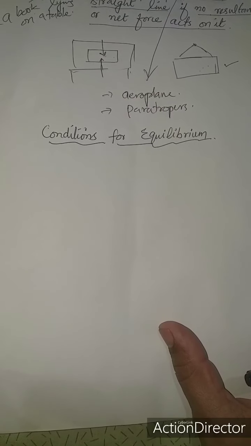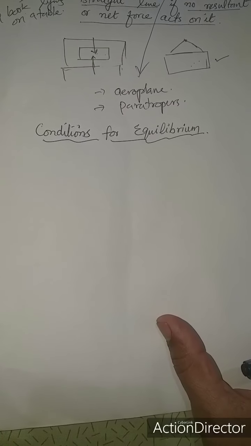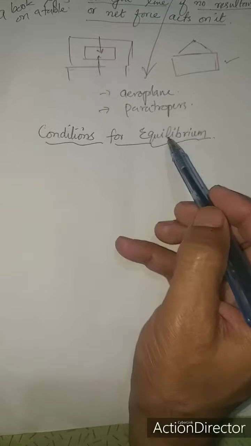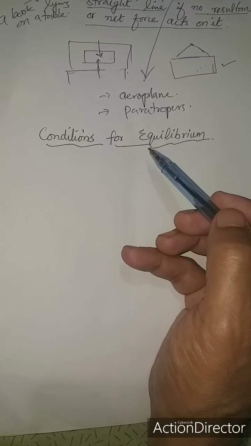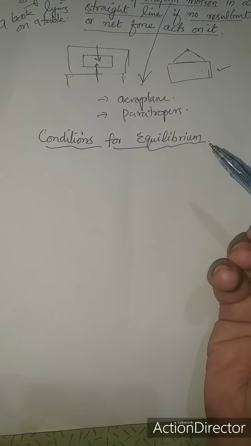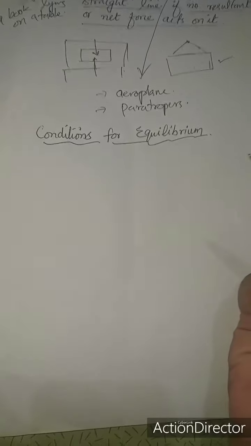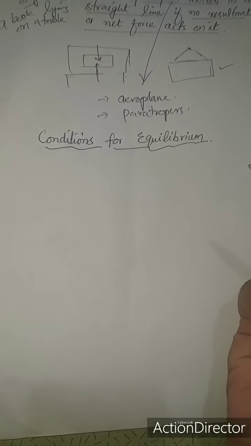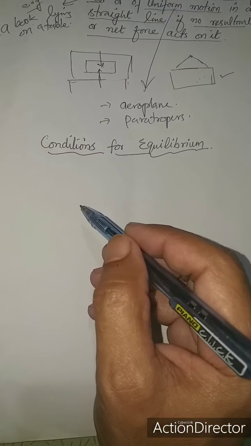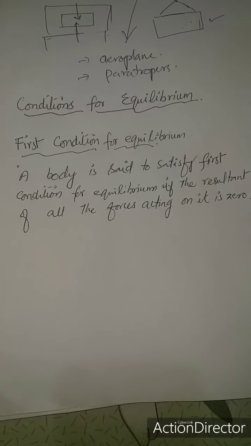They must satisfy one of the two conditions if they are at equilibrium. So here we are going to discuss the different conditions for equilibrium. It means that any object which we say is at equilibrium must satisfy one of the two conditions. So here we are going to discuss the first condition for equilibrium.